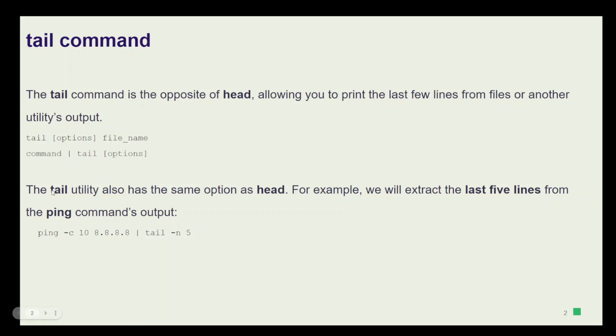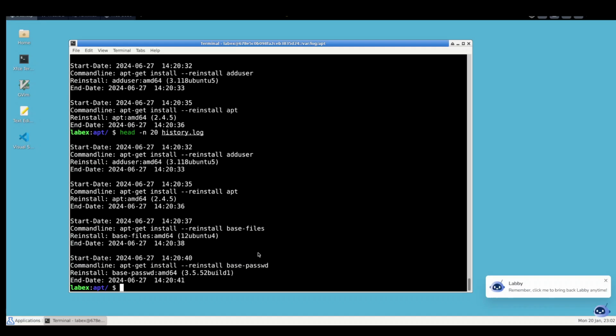Similarly, we can get a number of lines from a file or from a command. Like if we are running the ping command or any other command, we can just use a pipe and pass the output, and by using tail we can get that number of lines. Usually it returns 10 lines, but if we want to customize it, we can use dash n and the number of lines. So let's see this one.